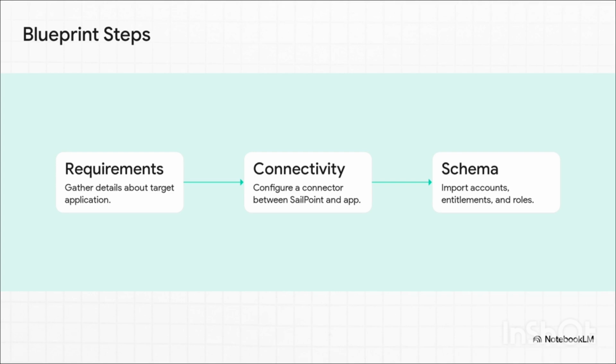Step 1 is requirement gathering. This is where you collect the absolute must-haves from the application owner, like the authentication type and compliance needs. Step 2 is connectivity setup, where you physically configure the connector itself. And step 3 is schema discovery. Think of schema discovery as SailPoint learning to speak the application's unique language for accounts, entitlements, and permission models.